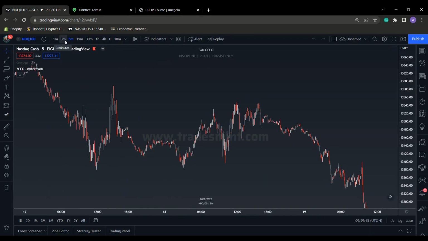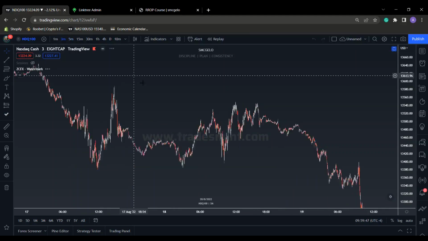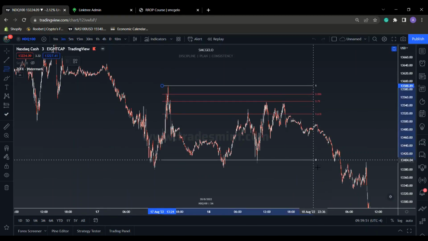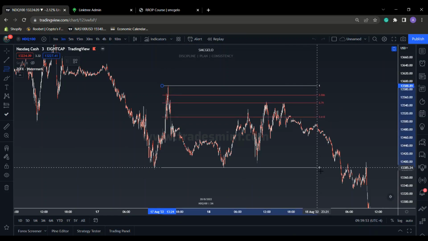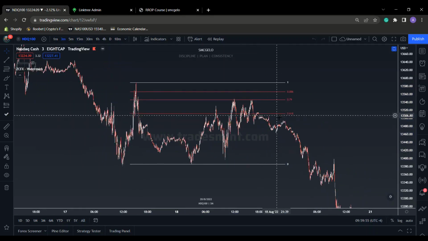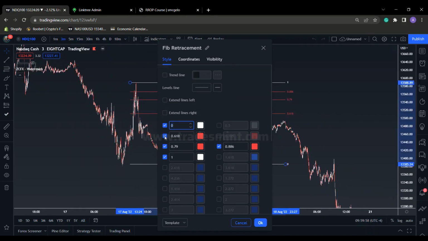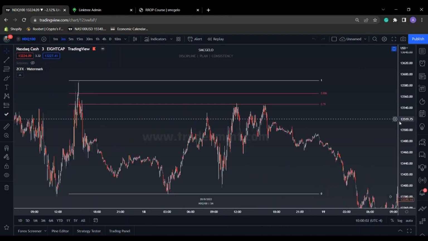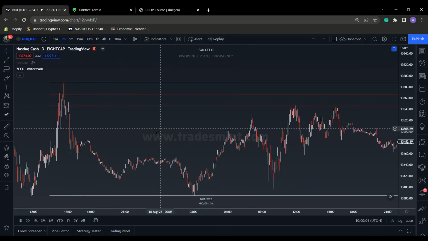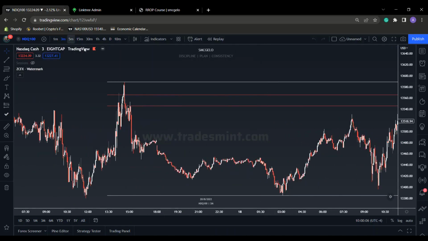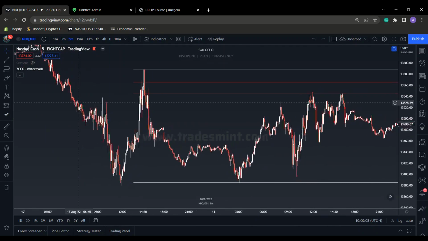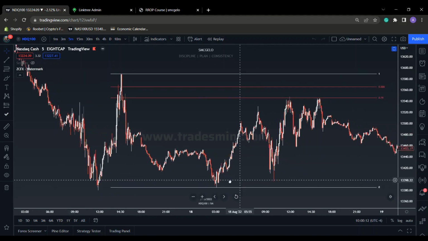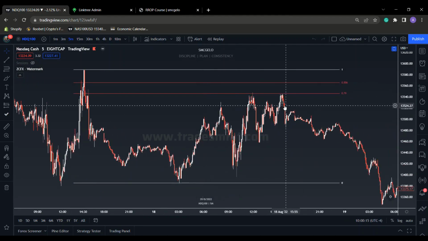So right away, boom, let's delete the 0.618 because we're not about that life. So what do we see? This was a major move from the swing high to the swing low. Now, and this is the setup.